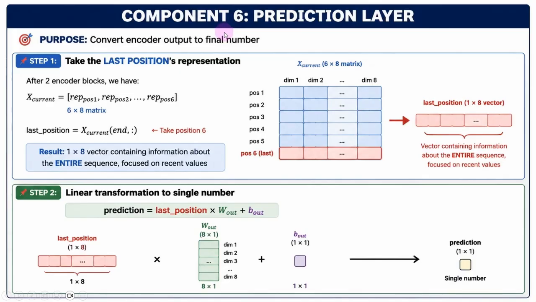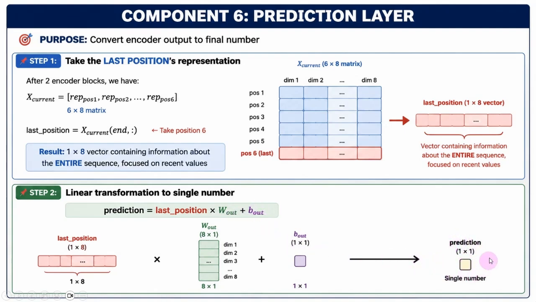After the last encoder block, we have a 6 by 8 matrix, 1 vector for each input position. But we only need a single number as output. Which position's vector should we use? In our task, predicting the next number, the most relevant information is in the last position because it represents the most recent element. So we take the vector for position 6, which is a 1 by 8 row. Then we apply a simple linear layer, multiply by a learned weight vector w_out, 8 by 1, and add a bias b_out. This gives us a scalar prediction.